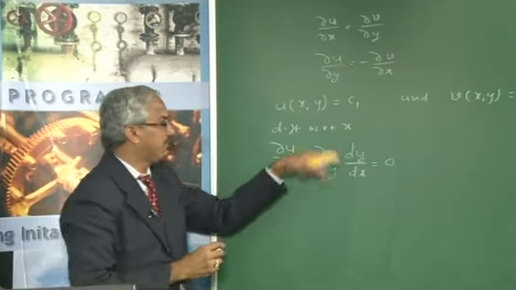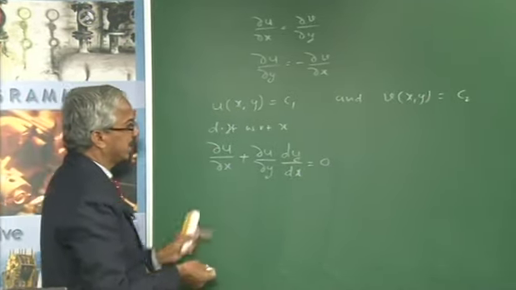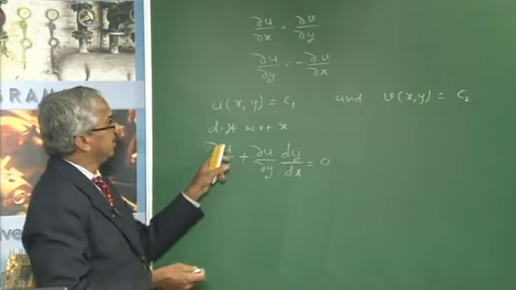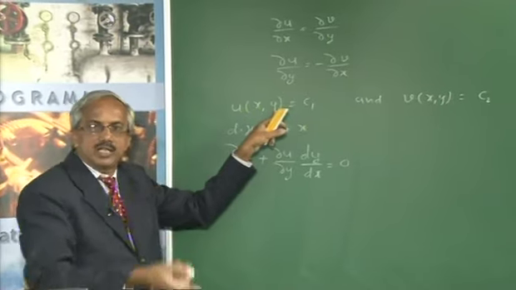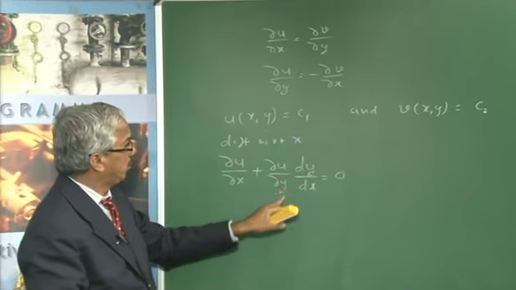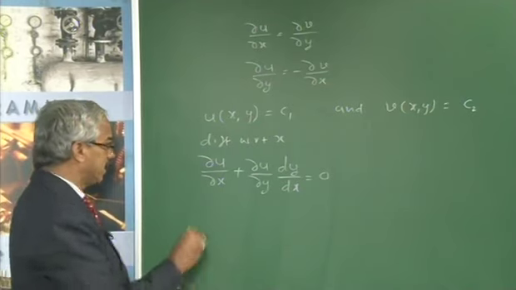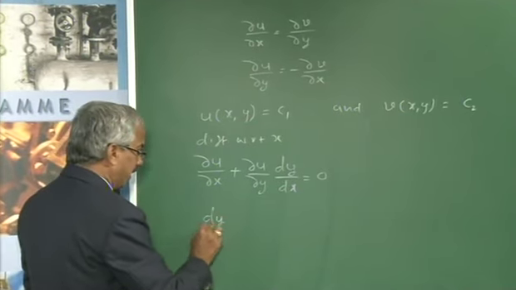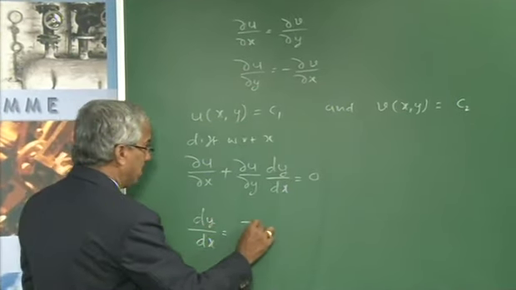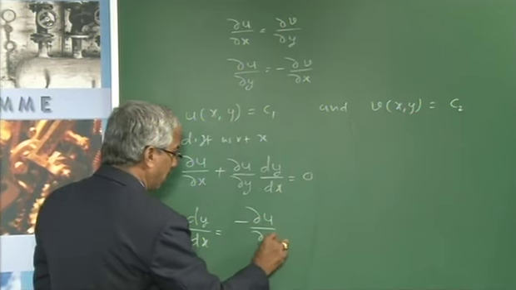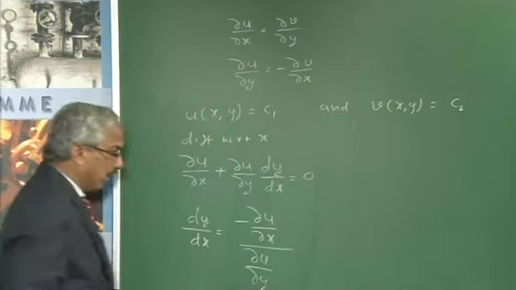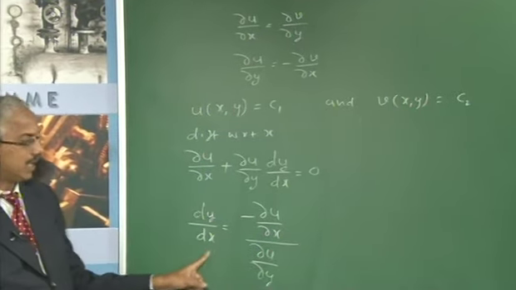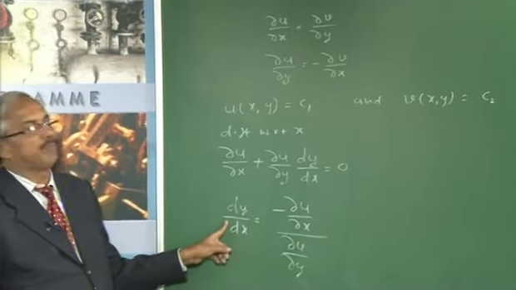It is the property of total differential, which we studied in partial differential calculus. Differentiate u with respect to x and differentiate u with respect to y. Since y is an implicit function of x, we get dou u by dou y into dy by dx. Here dy by dx is equal to minus dou u by dou x divided by dou u by dou y. We know that geometrically dy by dx represents the slope of the curve.